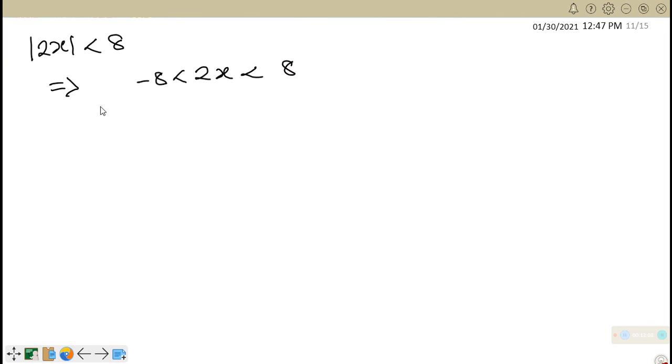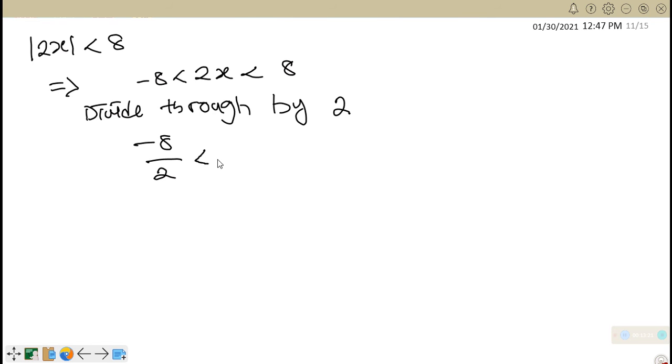So we solve it the way we solve a compound inequality. Divide through by 2, we have minus 8 over 2 less than 2x over 2 less than 8 over 2. So we have minus 4 less than x less than 4.